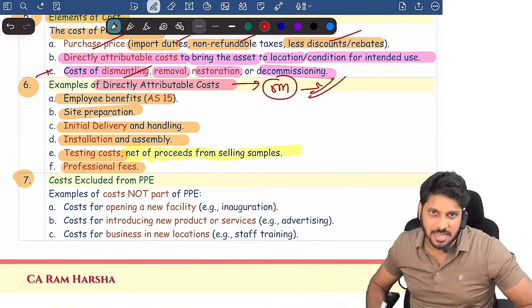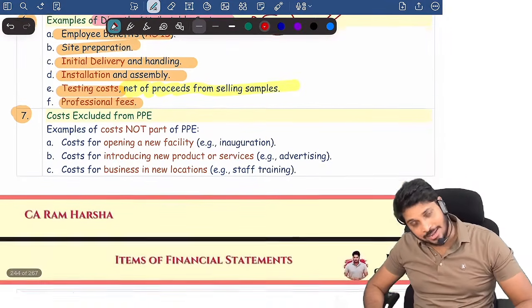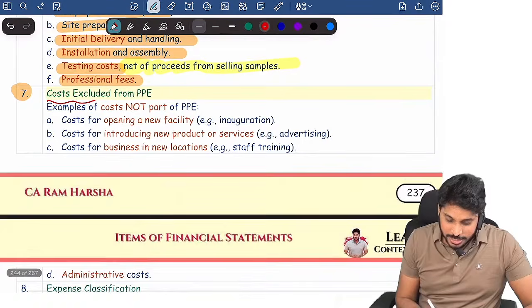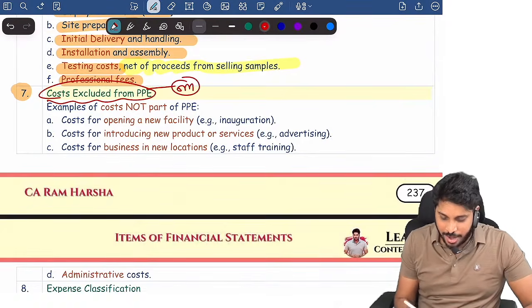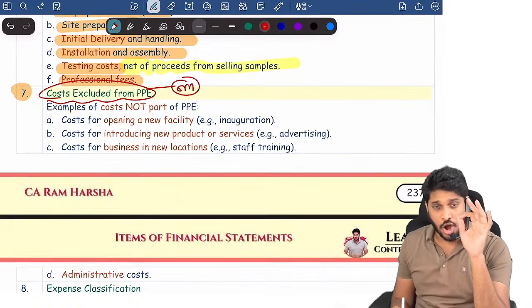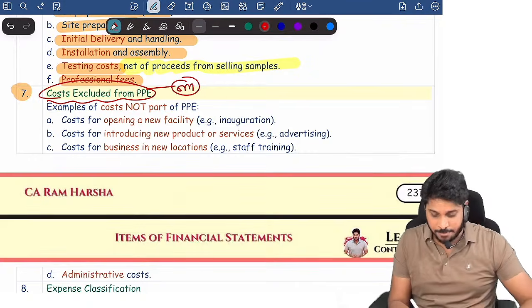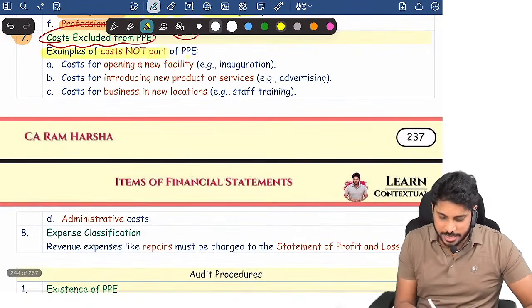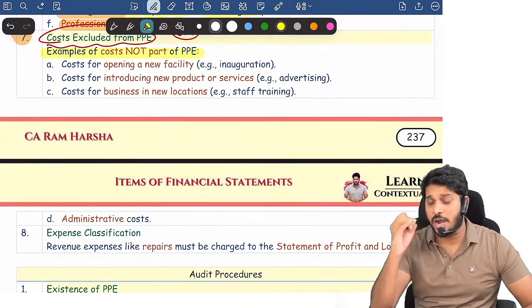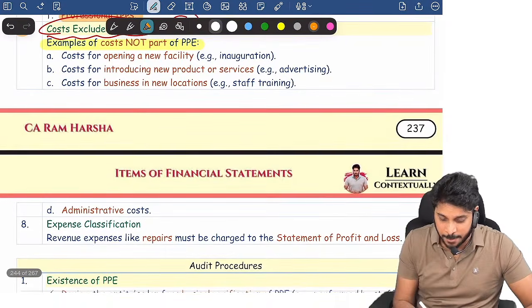A 5 marks question can come. Or another question can come: what is the cost excluded from PPE? A 5 marks question can come. What are the costs that are excluded from PPE? The following costs will be excluded. Examples of cost not forming part of PPE.